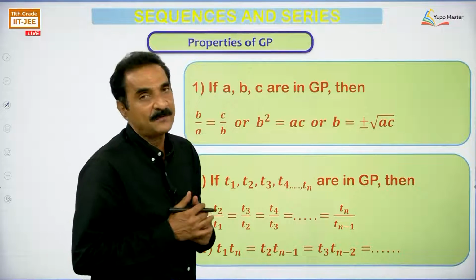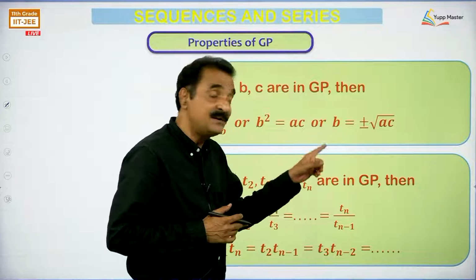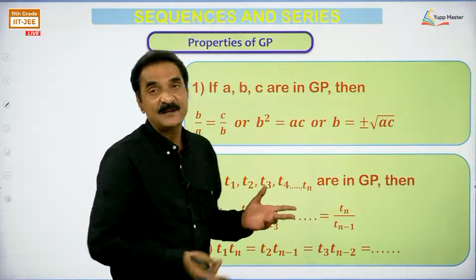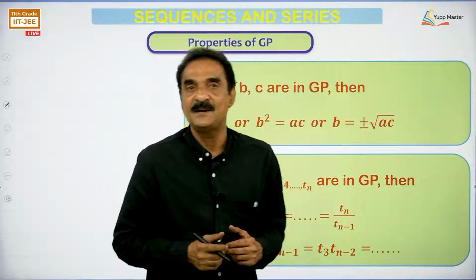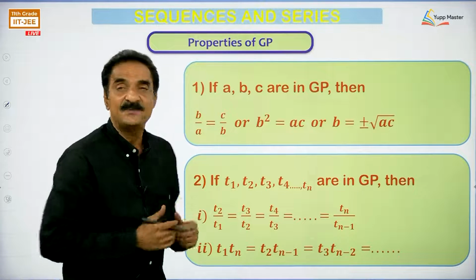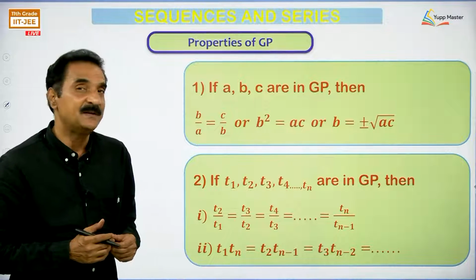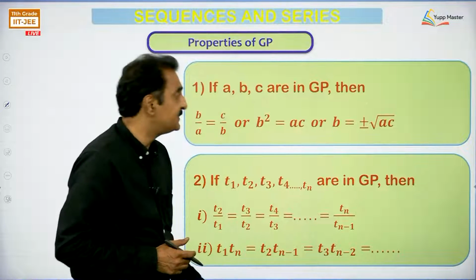In AP, what we have discussed, if T1, T2, T3 and so on Tn are in AP, the sum of the terms equidistant from left and right will be same. The same thing here in GP is product of the terms equidistant from left and right will be same. Okay. Let us proceed to the next point.